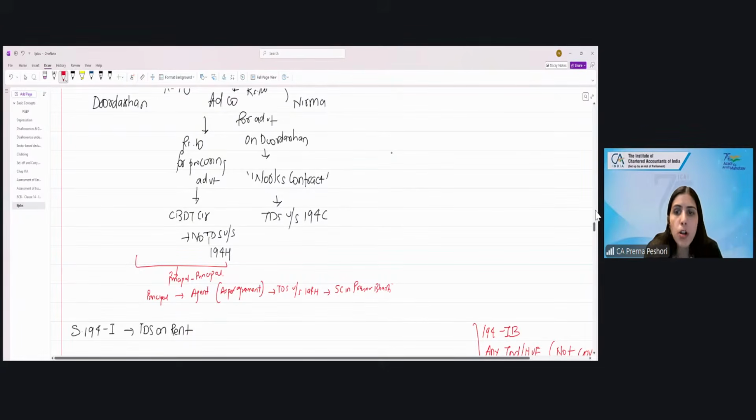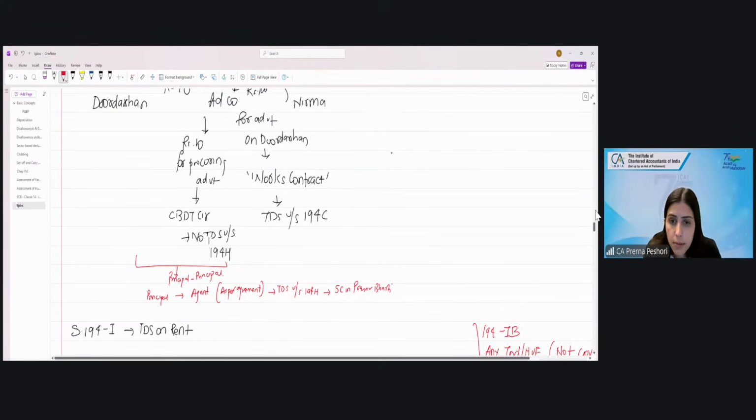194H casts a responsibility when there is the relationship of the payer and the payee. And it asks to deduct the TDS even when the payment is indirectly made by the payer to the agent. So it asks for that.